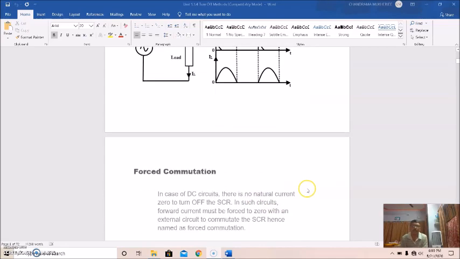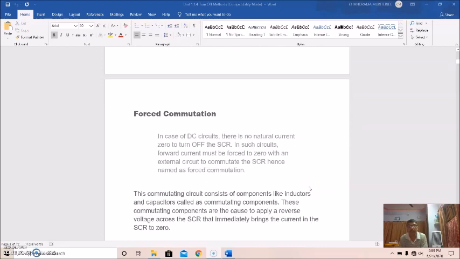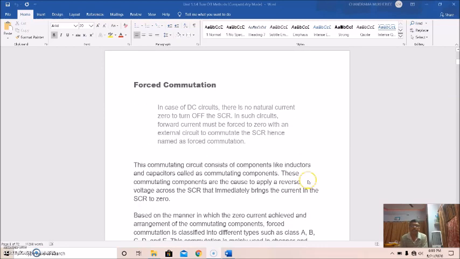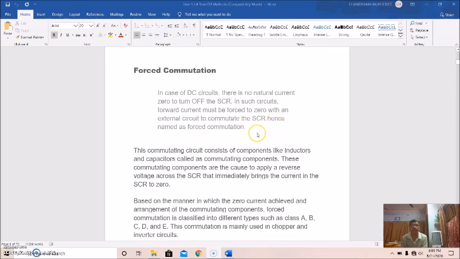Now come to forced commutation. In DC circuits, there is no natural current zero. So to turn off the SCRs in such circuits, the forward current must be forced to 0 with an external circuit to commutate the SCR, hence the name forced commutation. Once again, whenever we are talking about DC circuits, the voltage source is also DC, so no natural current zero occurs to turn off the thyristor.